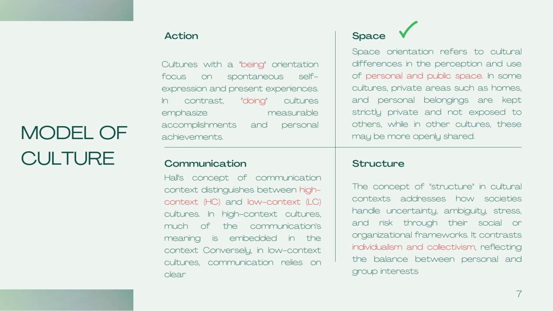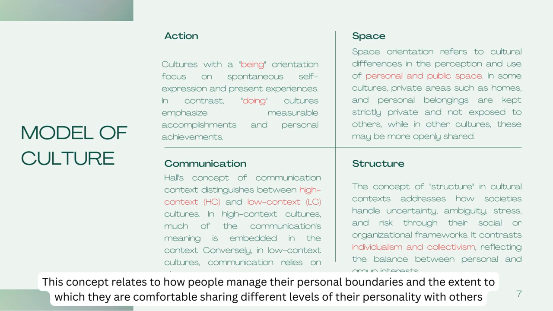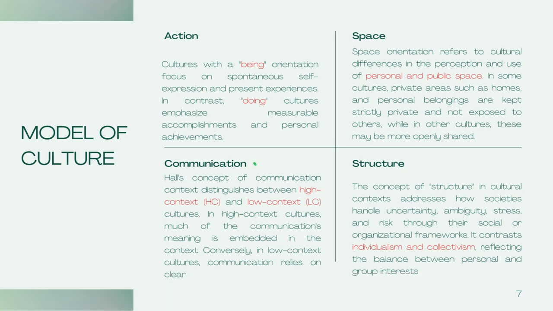Space, private and public. Space orientation refers to cultural differences in the perception and use of personal and public space. This concept relates to how people manage their personal boundaries and the extent to which they are comfortable sharing different levels of their personality with others. The next is communication, high context and low context.